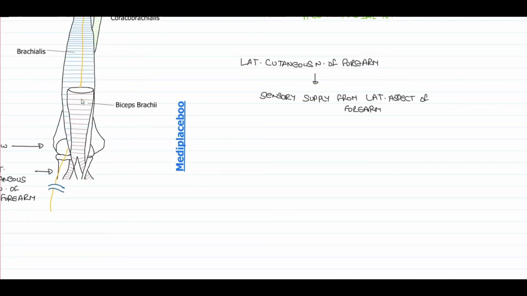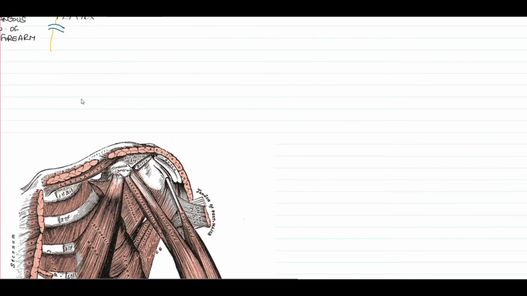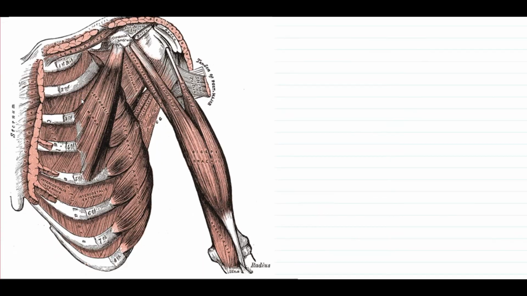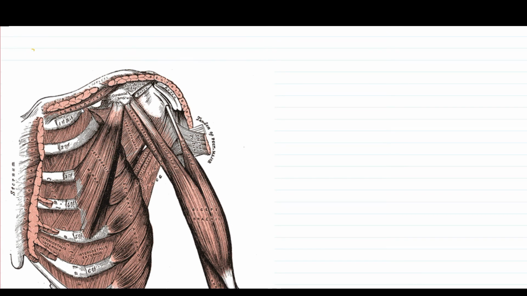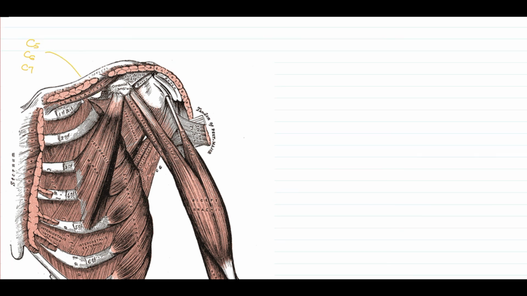Next, we will take a look at a diagram which will clear the path of the musculocutaneous nerve and its relation with respect to the muscles. The musculocutaneous nerve will pass under the clavicle, and it can be seen arising from the pectoralis minor.